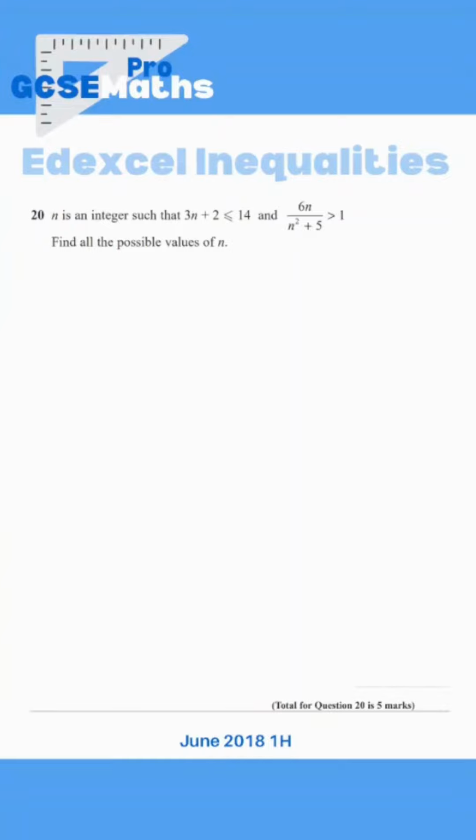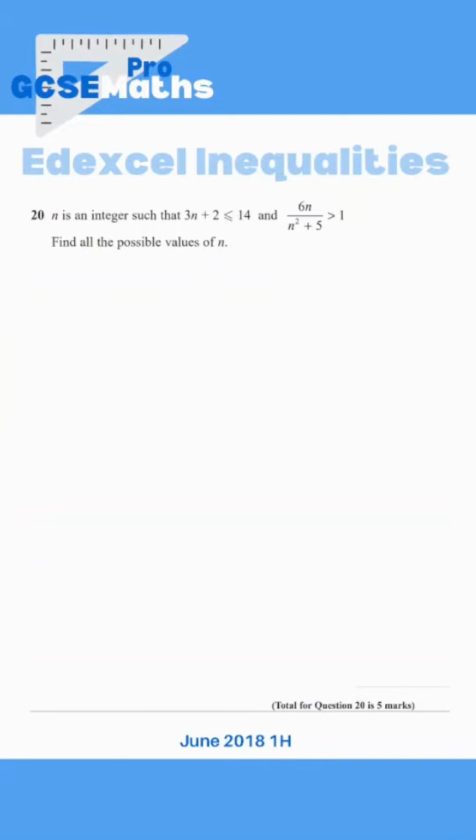Here are some of the hardest Edexcel inequalities questions. Do you know how to tackle this one? So we've actually been given two inequalities to solve here. n is an integer such that 3n + 2 is less than or equal to 14, and at the same time, 6n over n² + 5 is greater than 1. Find all the possible values, actual values, of n.